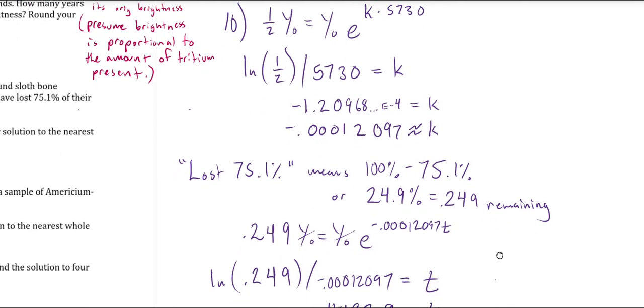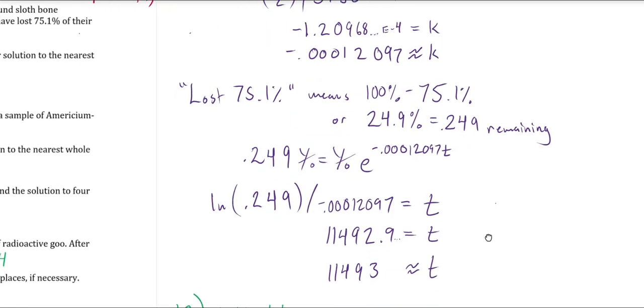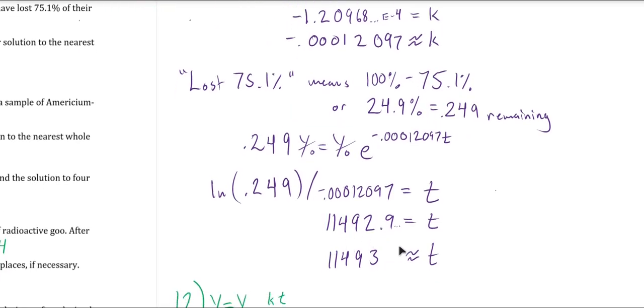We plug this in, we take the log of both sides to liberate this logarithm, we divide by our rate constant. This is going to give us 11,492.9 and so on years, or approximately 11,493.